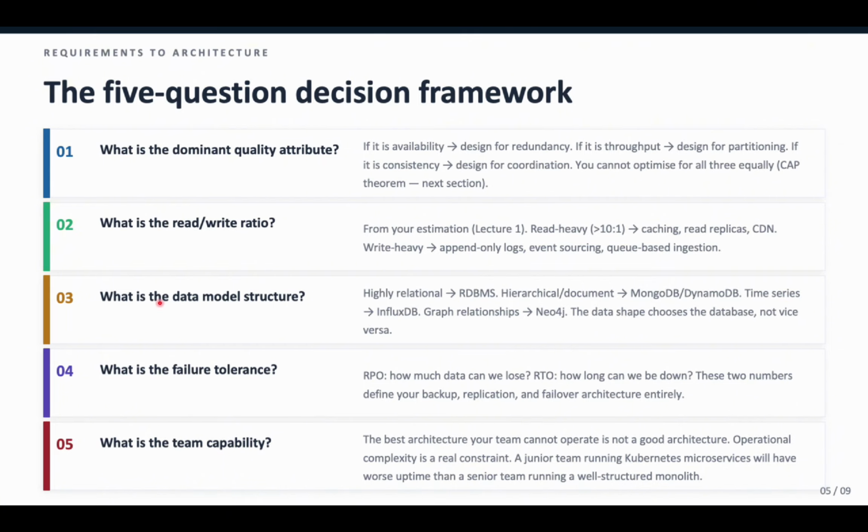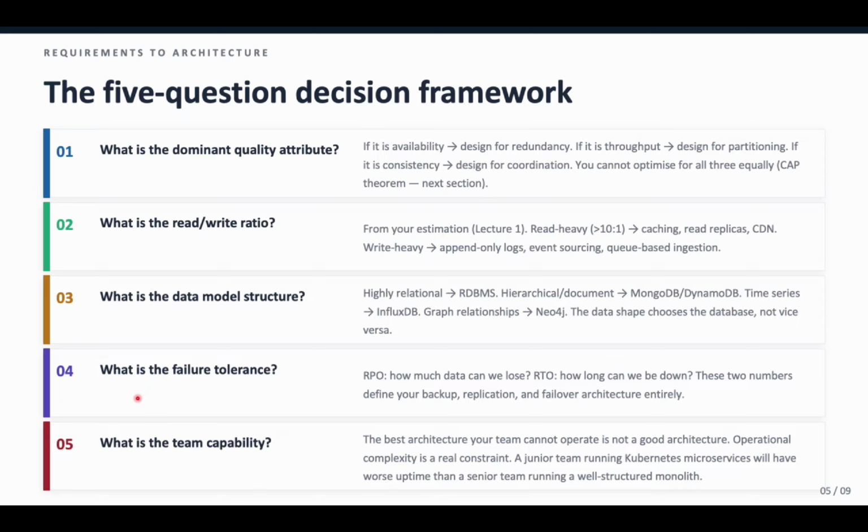Then question number 3 is, what is the data model structure? The shape of your data should determine your database choice, not the other way around. If your data is highly relational with complex joins, a relational database is the right tool. But if your data is hierarchical or document shaped, a document store fits better. Time series data belongs in a time series database. Highly connected data like a social graph belongs in a graph database. So let the data choose the storage engine for you.